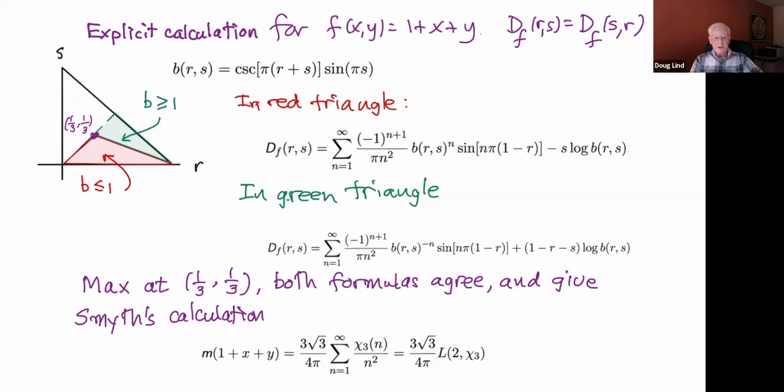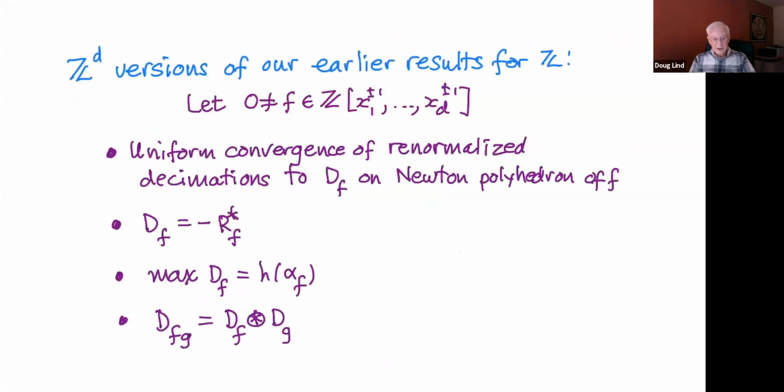So that's just an example of how you can explicitly compute the decimation limit in this example. So the Z^d versions follow exactly the same pattern as for one variable. The renormalized things converge uniformly to the decimation limit on the Newton polyhedron. You can compute it by the negative of the Legendre dual of the Ronkin function. The max is the entropy, and there's this tropical convolution operation that corresponds to polynomial multiplication.